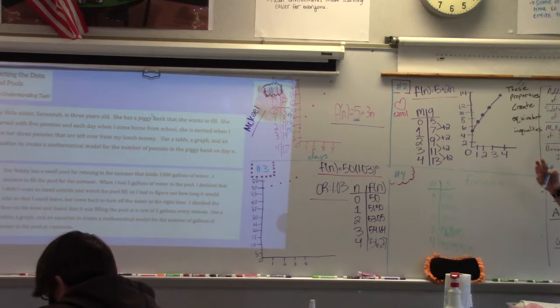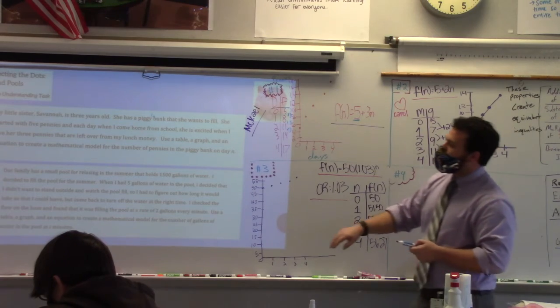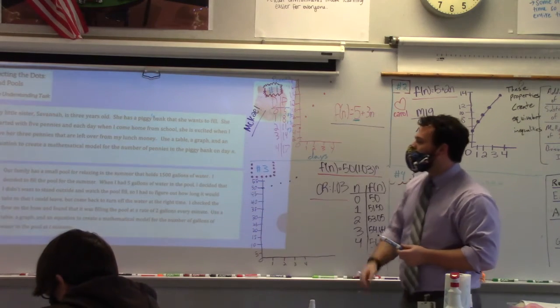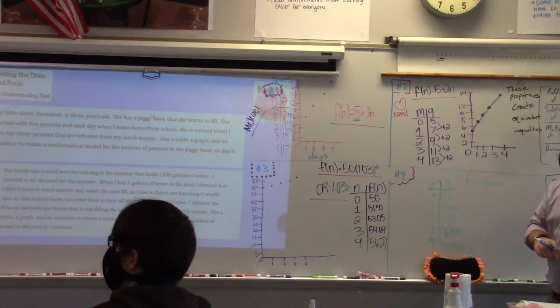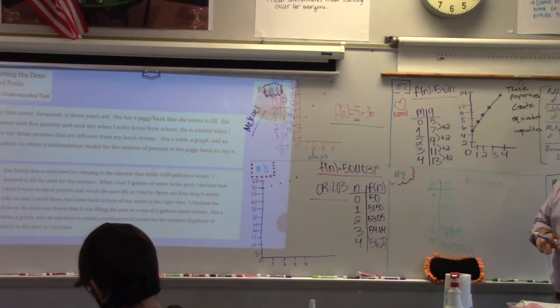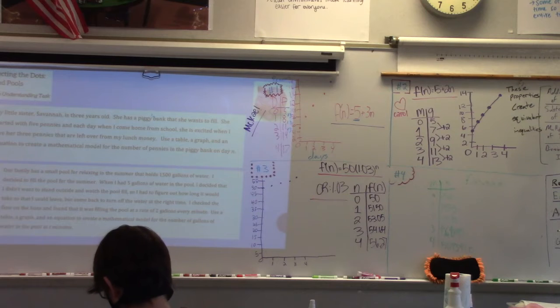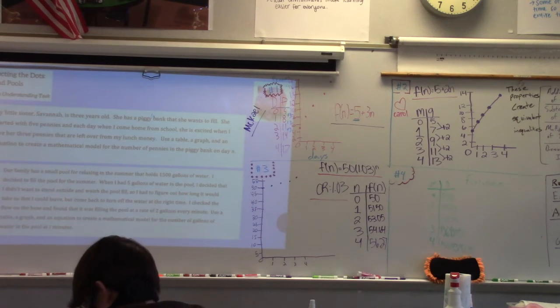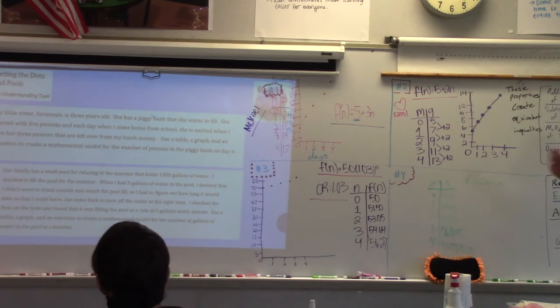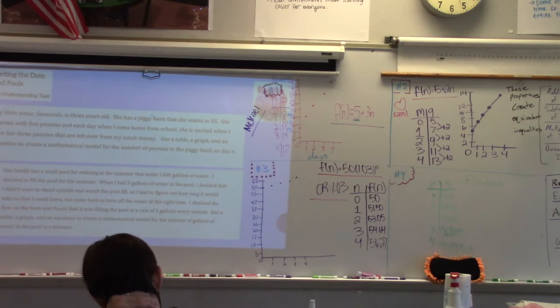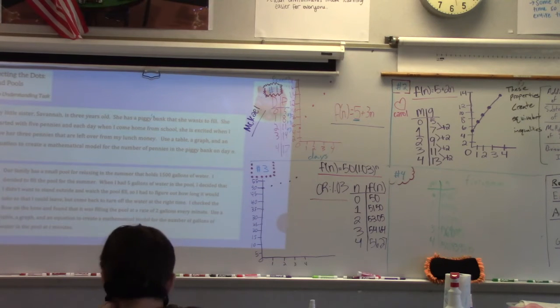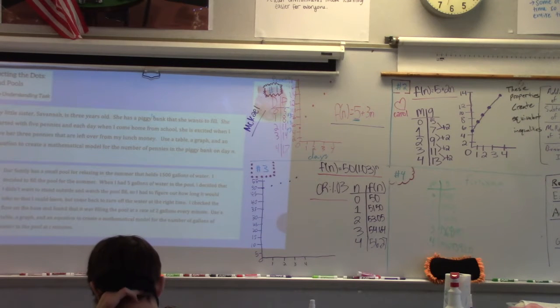Okay? So for this one, we're looking at this number 2, where our family has a small pool for relaxing in the summer that holds 1,500 gallons of water. I decided to fill the pool for the summer. When I had 5 gallons of water in the pool, I decided that I didn't want to stand outside and watch the pool fill. Guys, this is a legitimate thing where you want to pay attention to some ideas like this, because who wants to stand there and wait for a pool to fill 1,500 gallons? Zero desire to do that, right? But you do want to know how long it might take, so they represent this.